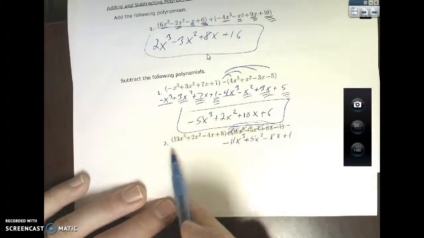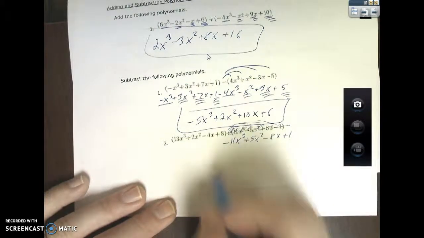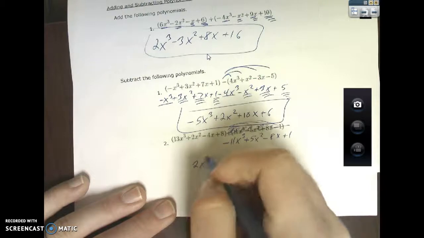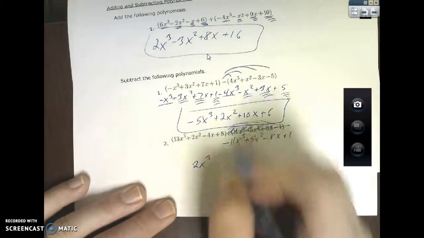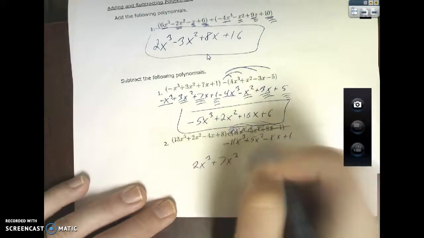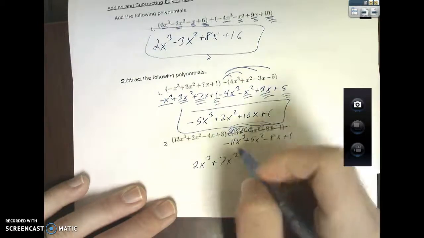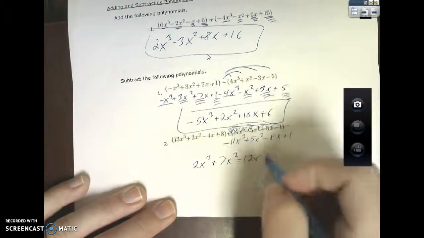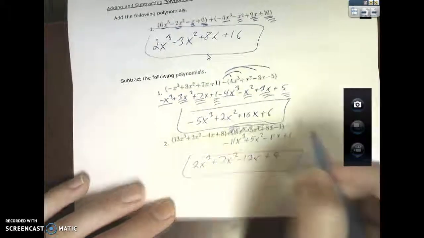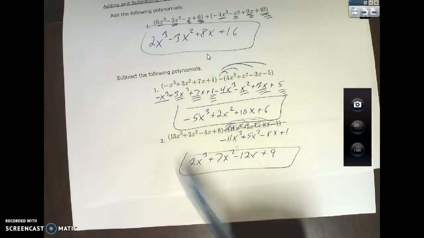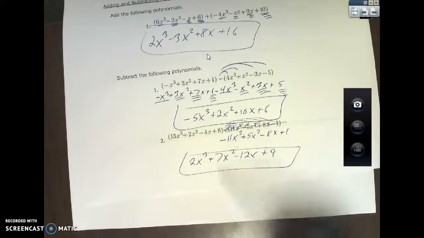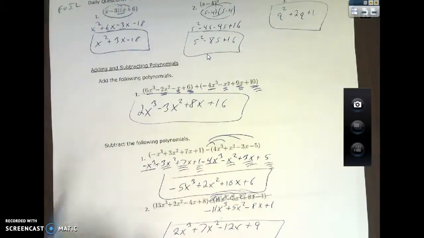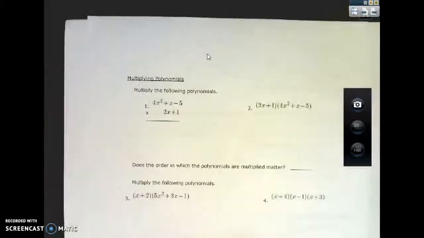So now I combine like terms. 13x cubed minus 11x cubed is 2x cubed. 2x squared plus 5x squared is 7x squared. Negative 4x minus 8x is negative 12x. And 8 plus 1 is 9. And I'm done. Please note that all of these are in standard form, meaning the highest exponent first, followed by the next one, and the last term is always your constant. Simple as can be. X squareds can only go with x squared, so on and so forth.